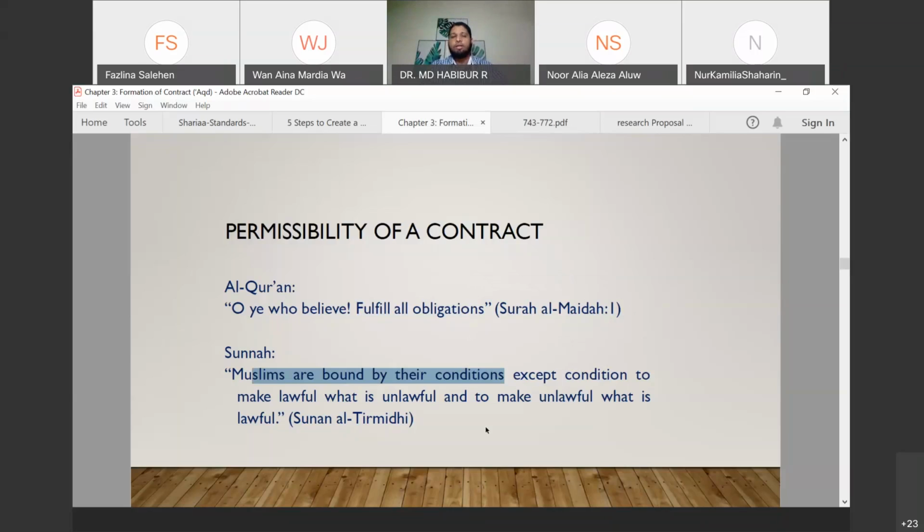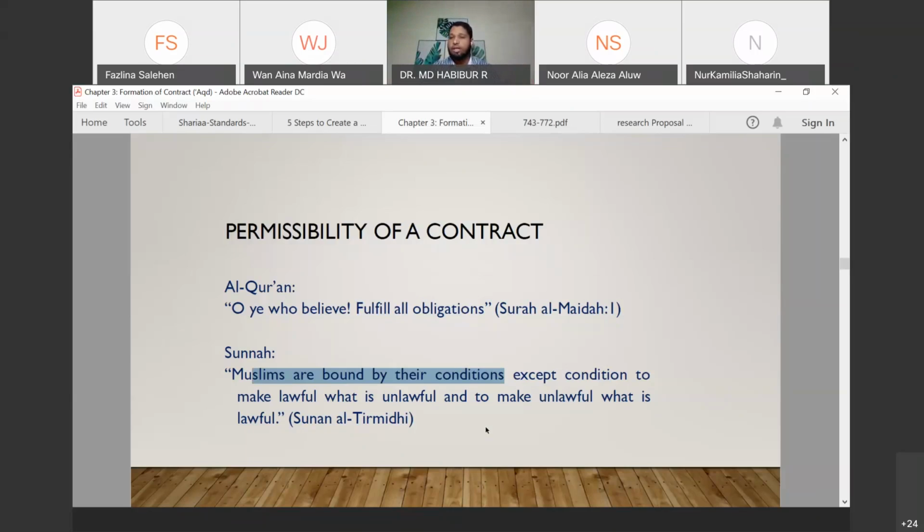For example, you are selling your house, you say, okay, you have to make the payment within 1 week. You have to make the payment within 2 weeks, or you want to give a chance for 1 year. It's up to you. All right. But whatever you agree in the contract, as long as the condition is valid, halal, permissible, you have to follow.